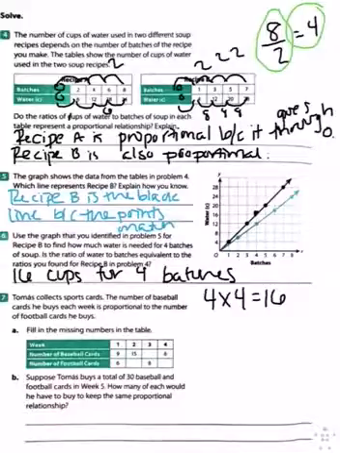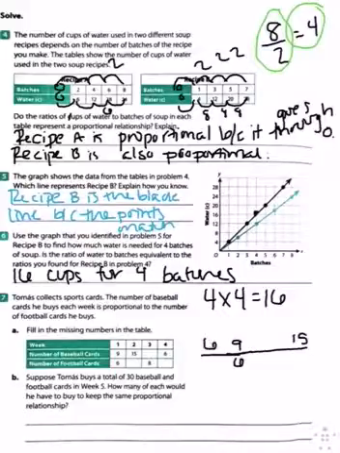Number 7. Thomas collects sports cards. The number of baseball cards he buys each week is proportional to the number of football cards he buys. Fill in the missing numbers in the table. For problem 7, it would be easier if you put them in order. So if you look, they start with 9 baseball cards and he buys 6 football cards. Then he buys 15 baseball cards. So 15 is not next to 9, so I'm going to put that down here. We then have the 6 baseball cards also, and so that's going to be below the 9.